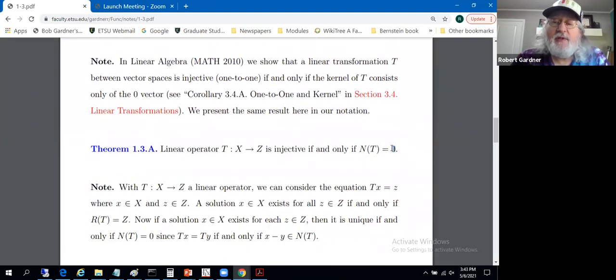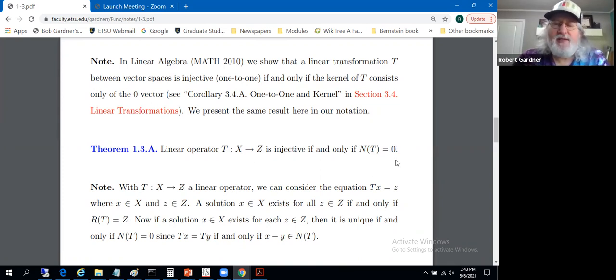This is a 0 vector in Z. The null space of T as the vectors in X that are mapped by T to the 0 vector in Z. So it's clear from context. Well, you can decipher it from the context.